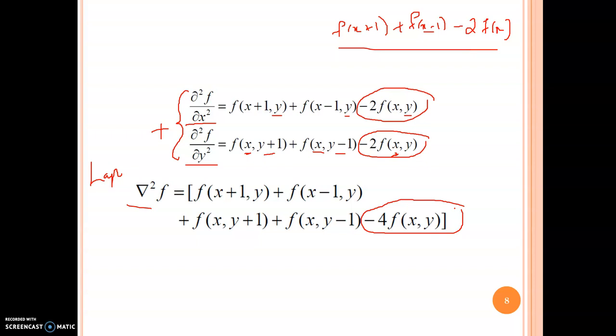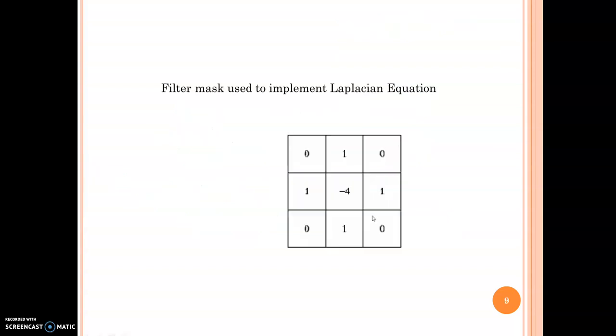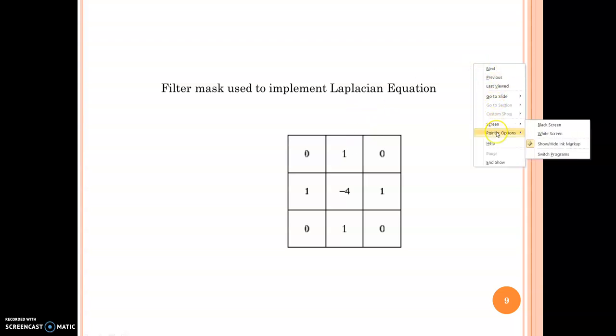In image processing, whatever expressions you have, you simply implement them using a mask. You will have a very large expression, but when you implement it, it is simplified by a mask. So this Laplacian operator I have to implement using a mask. Usually I will be considering a symmetric mask. Consider I am having a 3 by 3 mask like this.